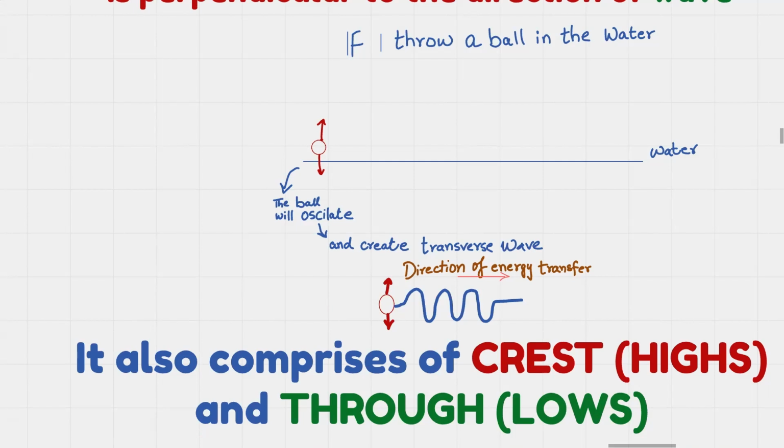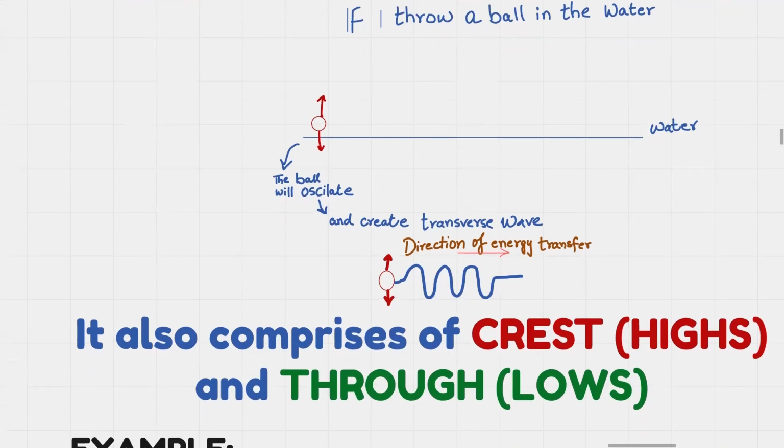So the wave also comprises crests, which are the highs of the wave, and troughs, which are the lows of the wave.